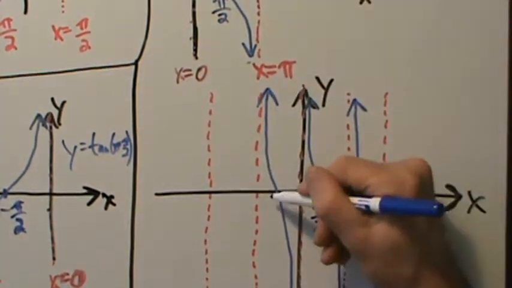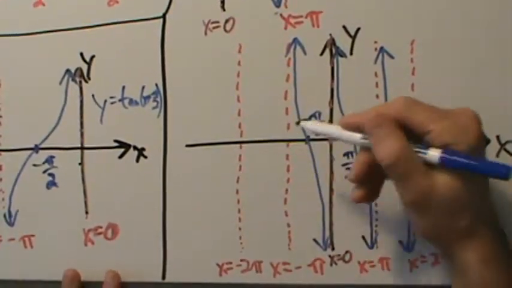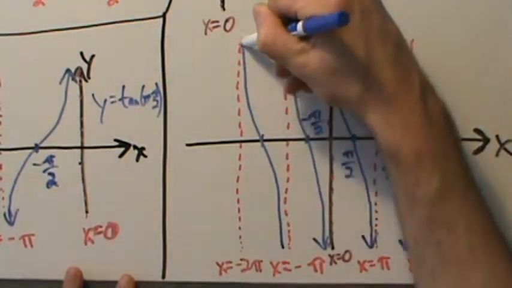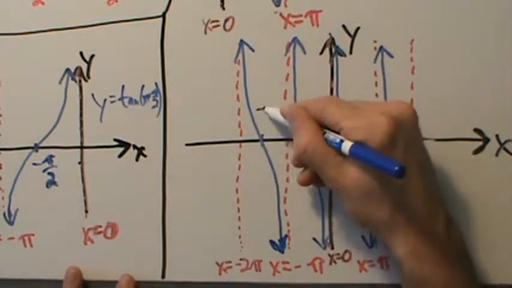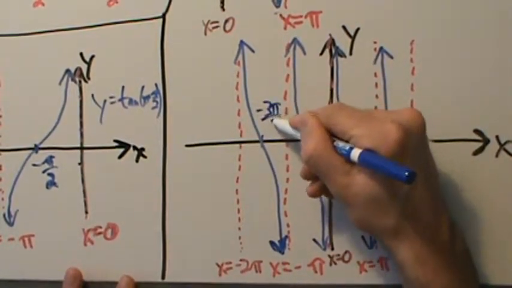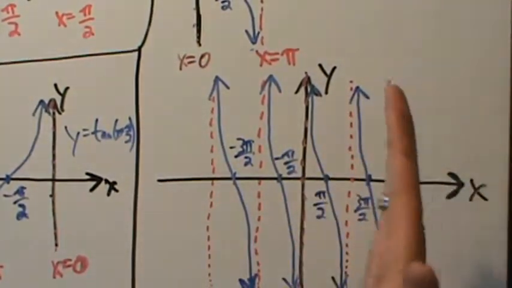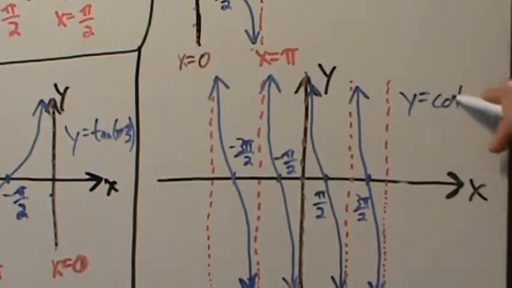I should not be allowed to do that. Okay, negative pi over 2. And then the same exact shape here is going to be negative 3 pi over 2 right there. Yikes. Okay, so that's negative 3 pi over 2. Okay, and it's going to keep repeating infinitely many times this way, out to the right, and out to the left. So this is y equals cotangent of x.